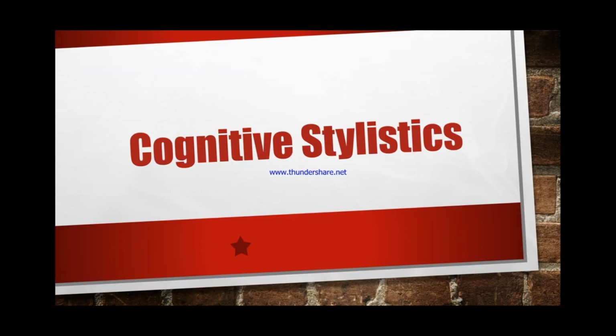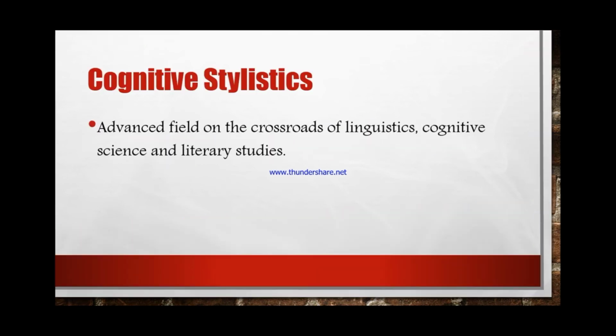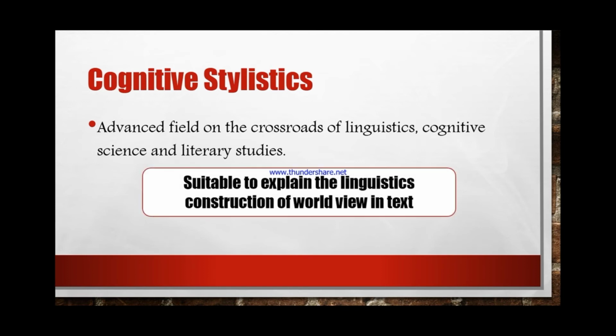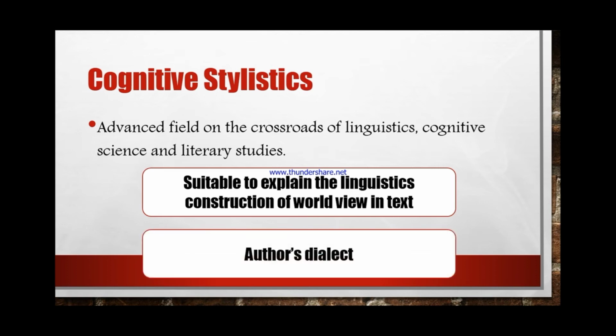Let's go to cognitive stylistics. It is an advanced field at the crossroads of linguistics, cognitive science, and literary studies that presupposes the integration of linguistic analysis with cognitive theories. The approach in cognitive stylistics is suitable to explain the linguistic construction of worldview in text. It analyzes an author's dialect, his individual language traits.